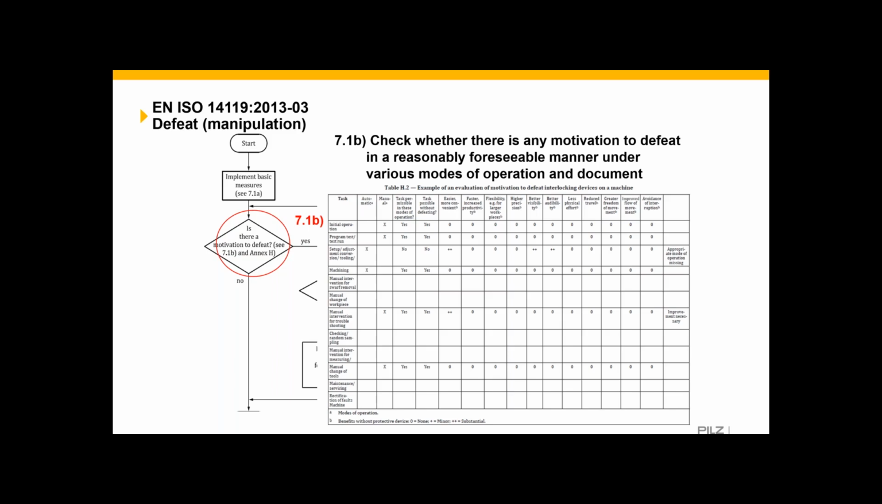So now we've implemented basic measures, we need to check whether the motivation to defeat the interlocking device in a reasonable foreseeable manner still exists. And we can use clause 5.2 in 12100 for this, but we can also consider experience of use along with table H1 in the annexes of 14119, and H1 gives the most common operator tasks versus the respective benefits when defeating the interlocking device, and H2 shown here gives an example of an evaluation of motivation to defeating interlocking devices on a machine.